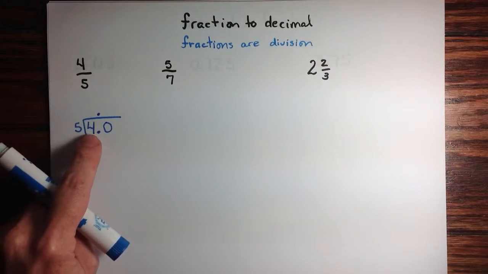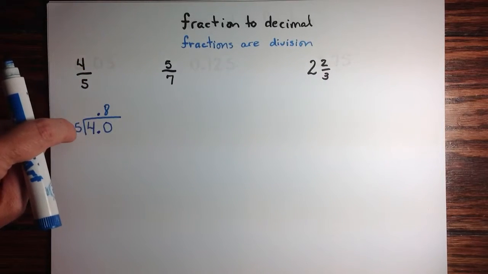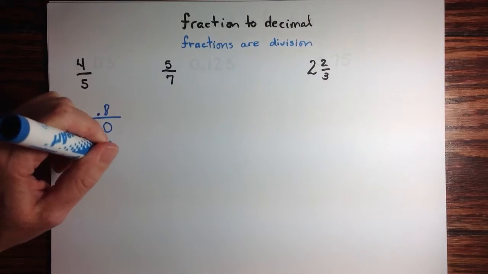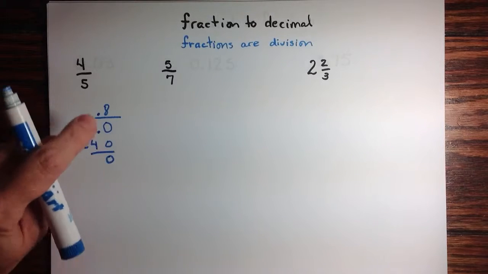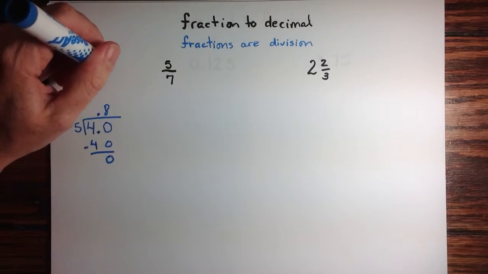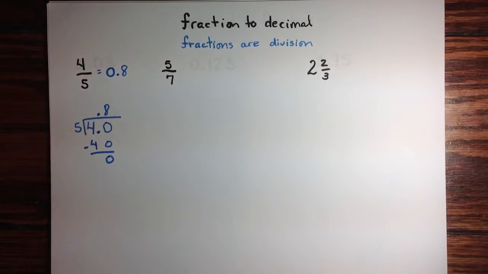So 5 would fit into 40 a total of 8 times. 8 times 5 is 40. And I subtract and don't have a remainder. So since I have a remainder of 0, that means I'm all done. And 4/5 would be the same thing as 8/10, or you could refer to it as 0.8.